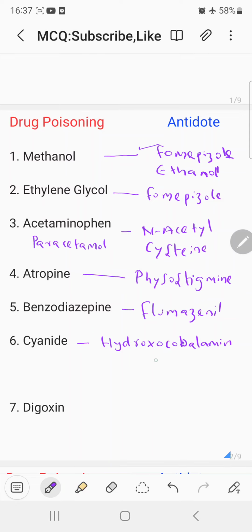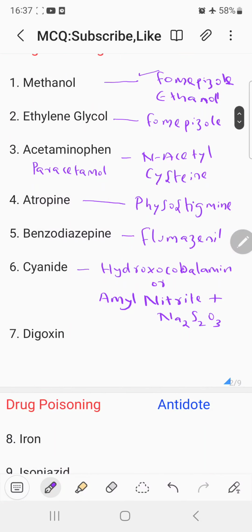So if hydroxocobalamin is not there, another antidote is amyl nitrite in the presence of sodium thiosulfate, Na2S2O3. So either hydroxocobalamin or amyl nitrite in combination with sodium thiosulfate, Na2S2O3.